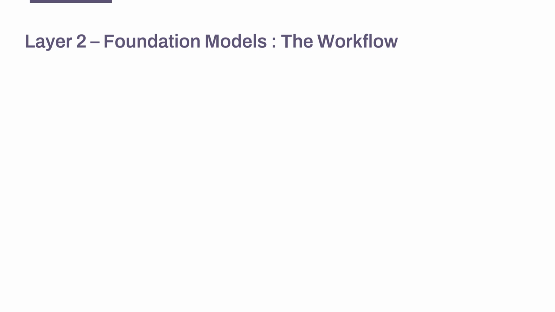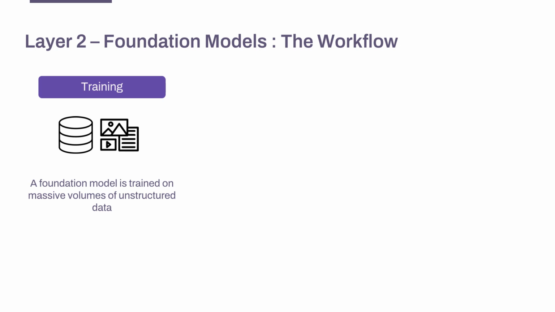Let's take a closer look at how foundation models are created, the process that transforms raw data into the powerful generative AI systems we use today. IBM breaks this down into three key steps. Step 1. Training. This is the foundation building phase.